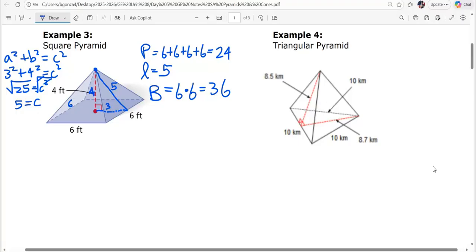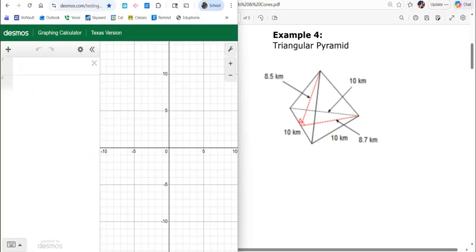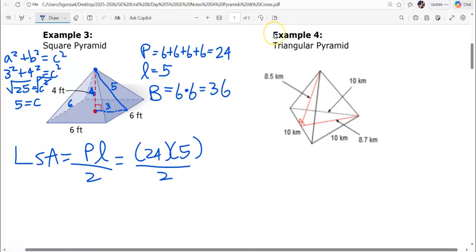So LSA, lateral surface area, is PL over 2. So P we got was 24, L was 5, and then divided by 2. 24 times 5 divided by 2, and we get 60.